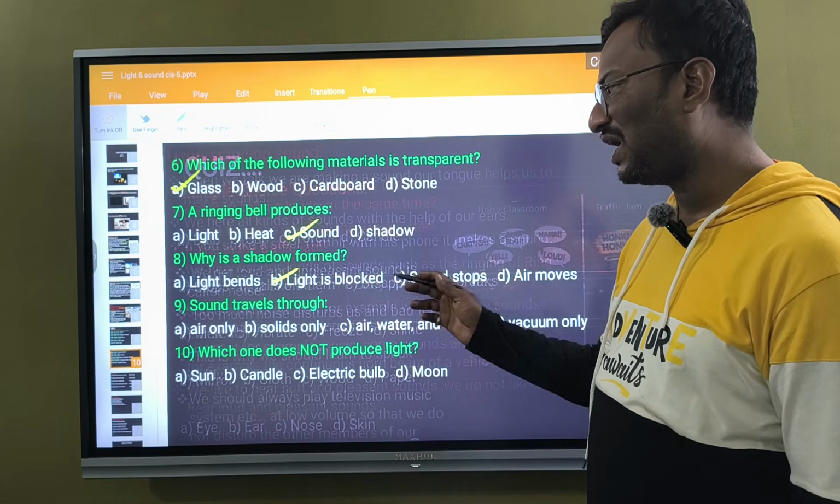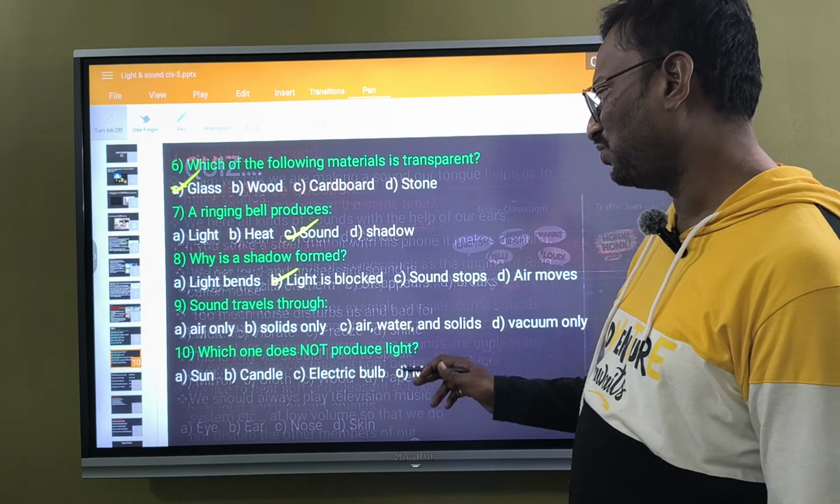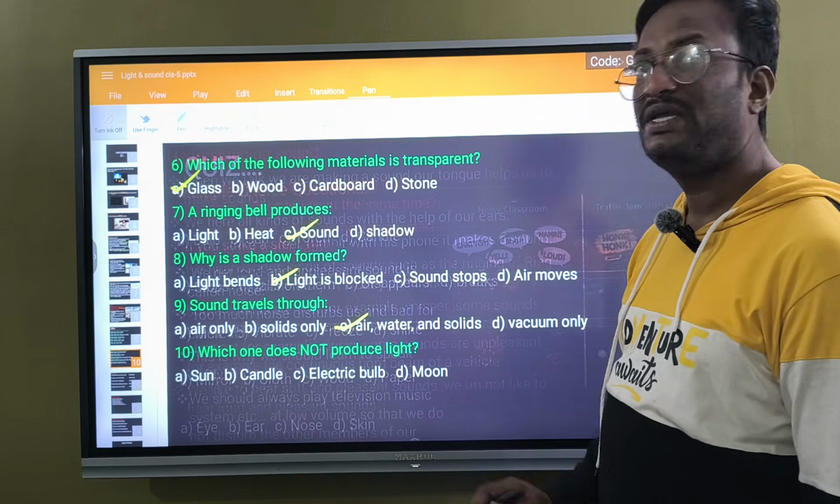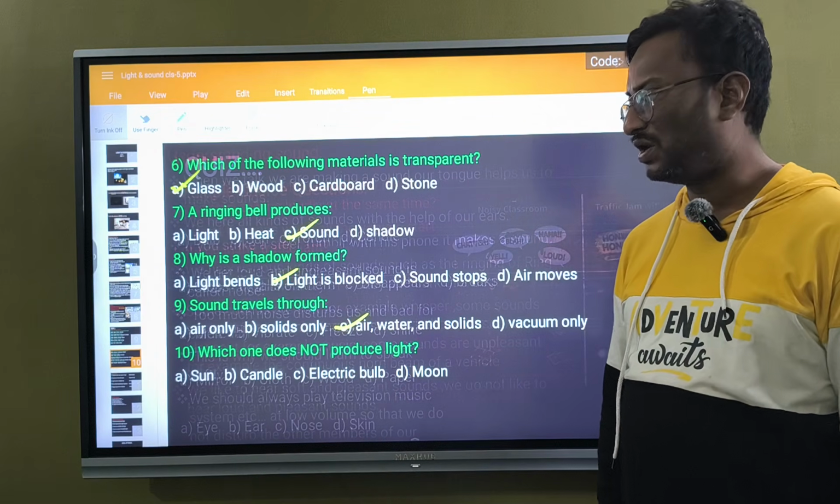Right. Sound travels through dash. Air only, solids only, air, water and solids, vacuum. It passes through air, water and solids.